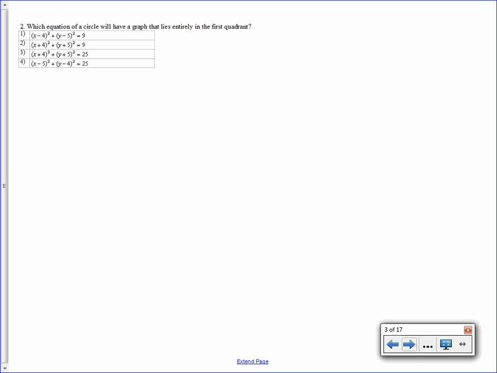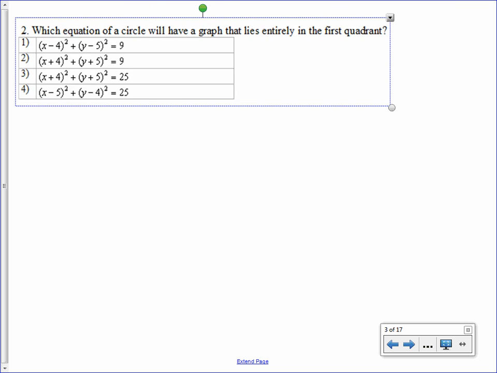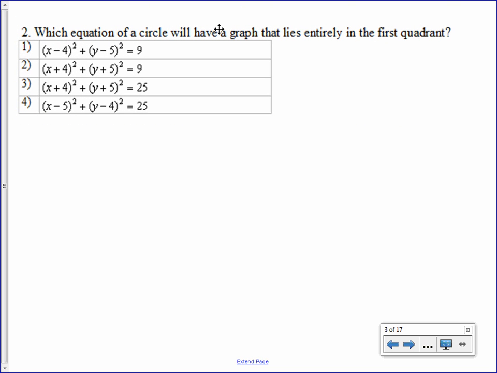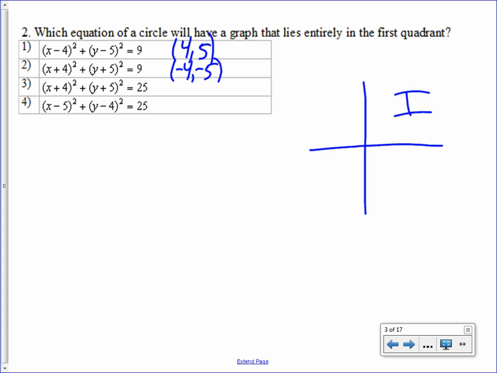Number 2, which equation of a circle will have a graph that lies entirely in the first quadrant? My first quadrant is right here. We'll check out the centers first. This one, remember, negate what's in the parentheses. This one will have a center of 4, 5. This one will have negative 4, negative 5. This one will have negative 4, negative 5. This one will have 5, 4. Well, which are in the first quadrant? Not choice 2, not choice 3. So it's got to be either choice 1 or choice 4.